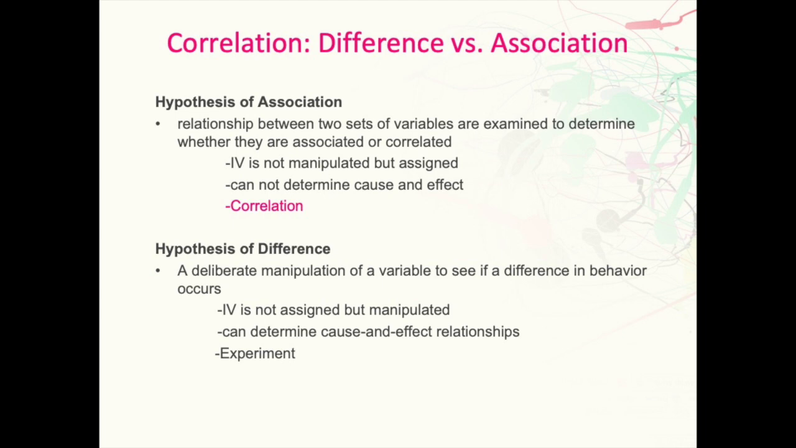So a hypothesis of difference involves the deliberate manipulation of a variable to see if a difference in behavior occurs. So when you're testing a hypothesis of difference, your independent variables can be assigned or manipulated, and you are also able to determine cause and effect relationships with the experiment because of the control you have over the variables, the multiple groups, and all of the different experimental elements.